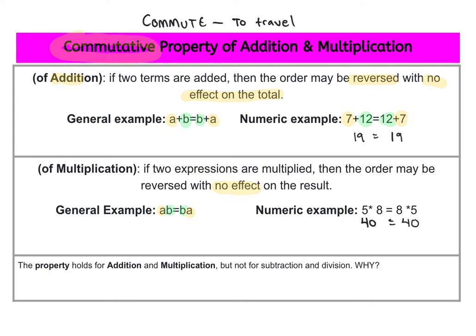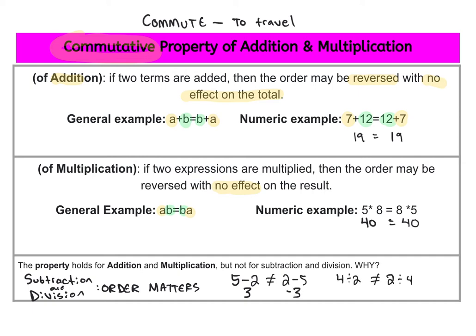Now, this property holds true for addition and multiplication, but not subtraction and division. The reason for that is, for subtraction and division, order matters. An example: 5 minus 2 does not equal 2 minus 5. 5 minus 2 is 3, whereas 2 minus 5 is negative 3. And same for division. 4 divided by 2 does not equal 2 divided by 4. 4 divided by 2 is 2, and 2 divided by 4 is 1/2.